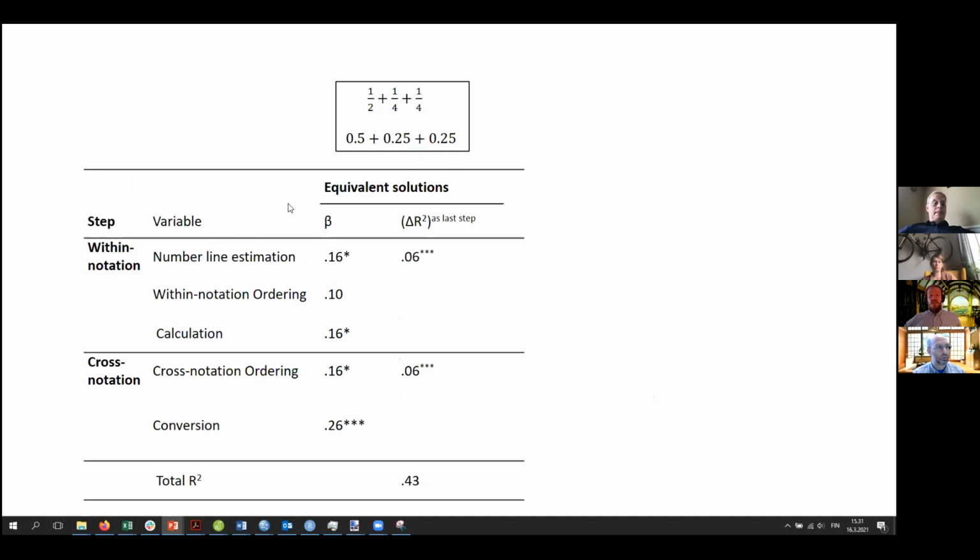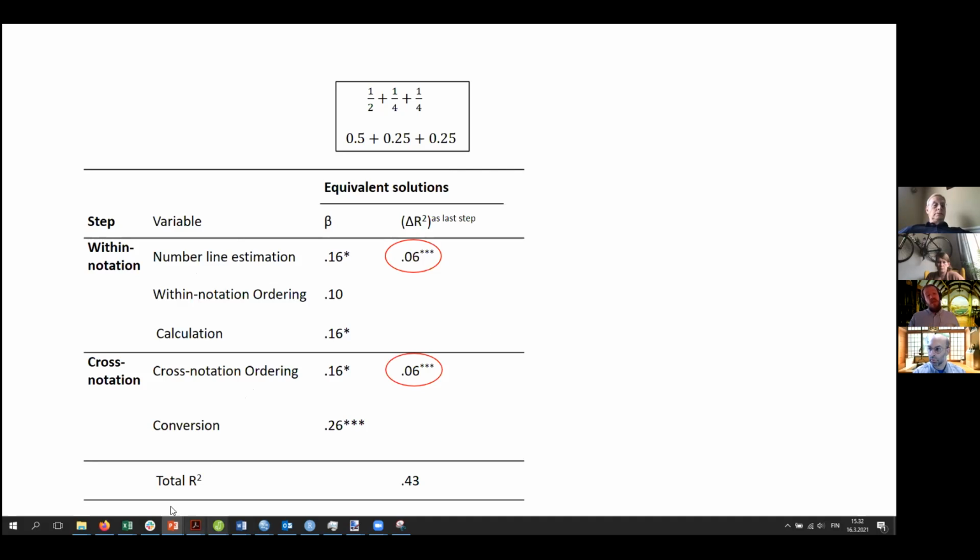So first, trying to predict their use of equivalent solutions on the arithmetic sentence production task. I put in a hierarchical regression, first inputting the within notation knowledge and then the cross notation knowledge. And what we find is that for equivalent solutions, both within notation and cross notation uniquely predict equivalent solutions as a whole. Their R-squareds, when entered at the last step, the change in R-squared was 0.06 for both of them.